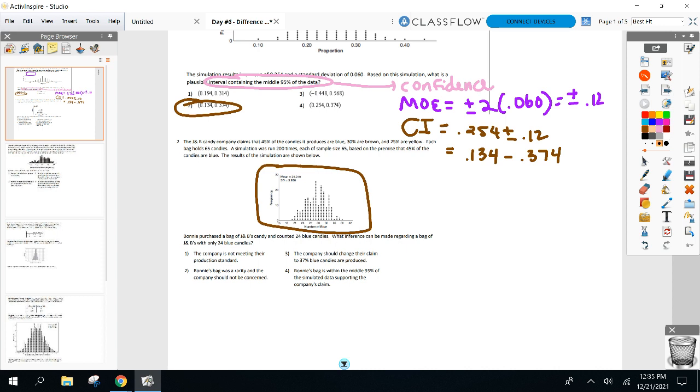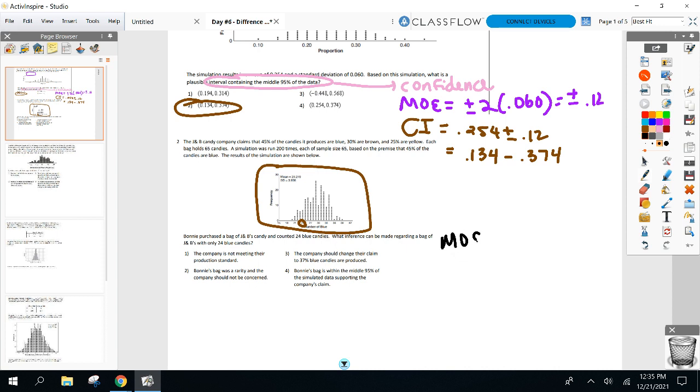How can we check? You could argue that you could just look at the dot plot and see where 24 is and say if it's in the middle or the edge, but I'm a little concerned about that one. I don't know if I'm confident enough to say it's in the middle or not. Let's find the confidence interval because I have the mean and the standard deviation there. All right, here we go.